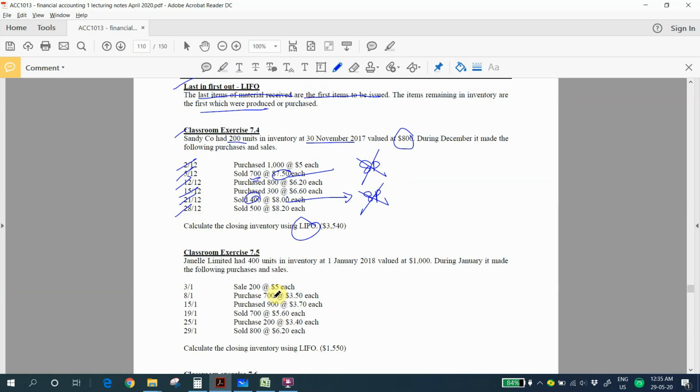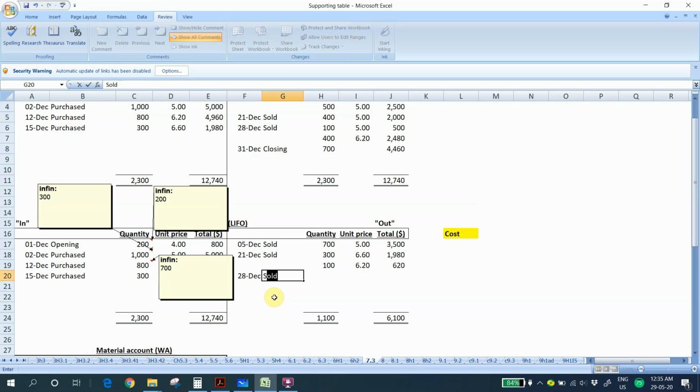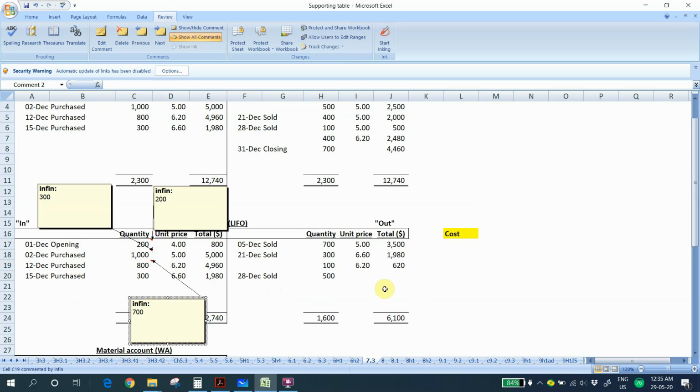So on 28, we sold 500 units. So for this 500 units, should we use batch 1, 2, or 3? The answer is we should use batch 3 because last in first out, and we still have 700 units in this batch. So the cost for this third batch will be $6.20, total 3,100, and this batch will change to 200 units.